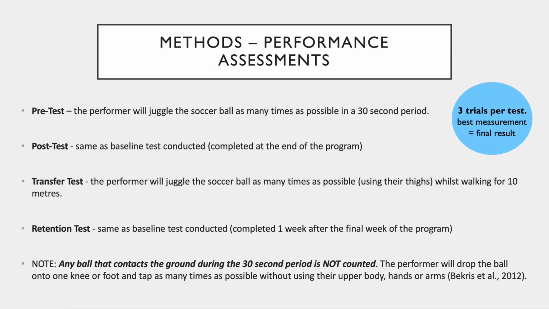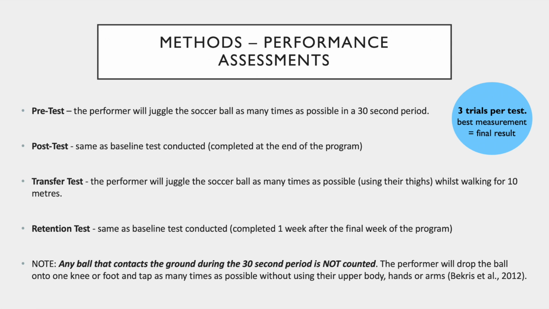For the skill training project, 4 performance assessments will be conducted to measure skill acquisition. The pre-assessment involves the learner juggling a soccer ball using their thighs as many times as possible in a period of 30 seconds. The post-test will be completed at the end of the 4th week and will be the same as the pre-test. The transfer test will involve the learner juggling the soccer ball as many times as possible whilst walking for 10 meters in a straight line.